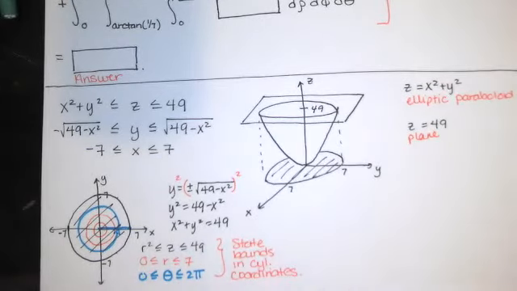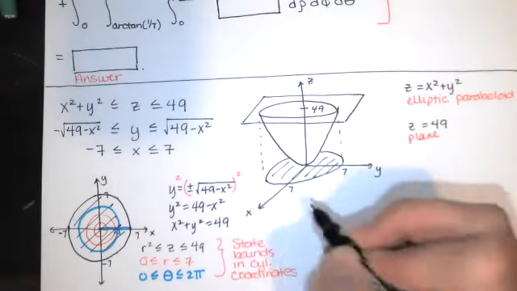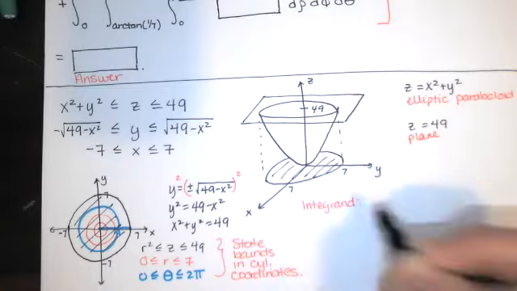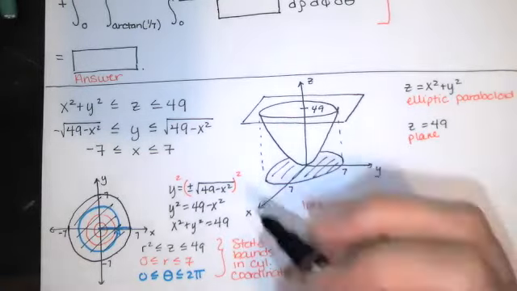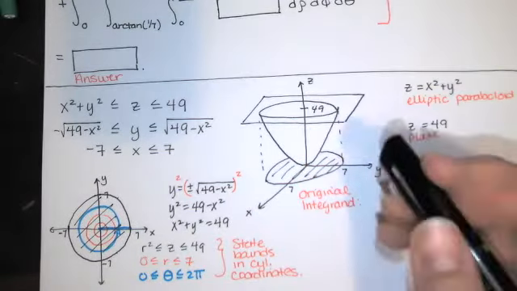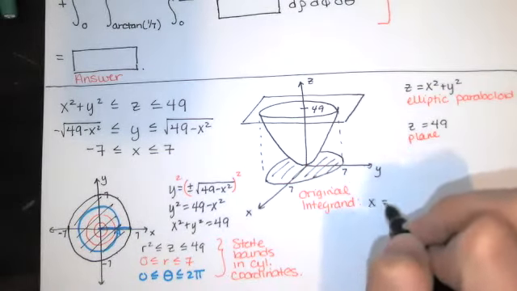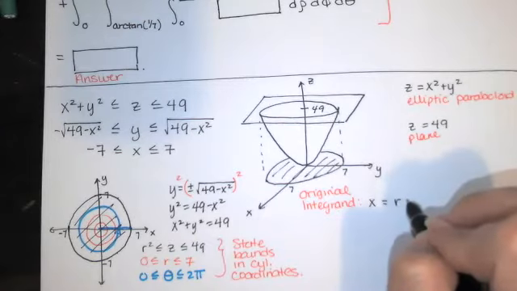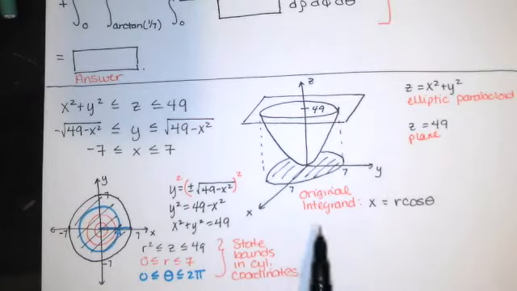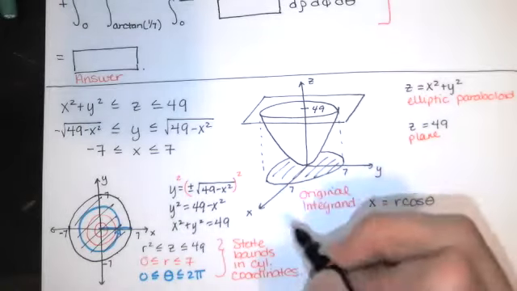After stating your bounds in cylindrical coordinates, you need your integrand in cylindrical coordinates. The original integrand, let's write that down, was just x. In cylindrical coordinates, x is equal to r cosine theta. It's the same identity that we use in polar coordinates. And then the last thing we need after we get appropriate bounds and a new integrand is a new dv.